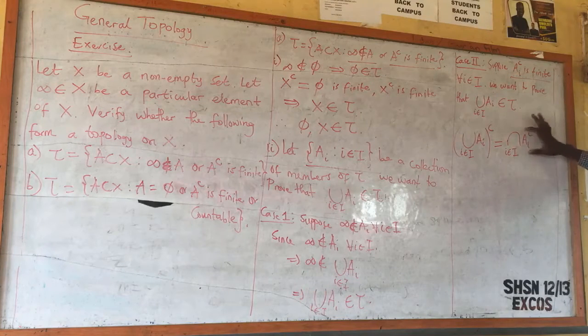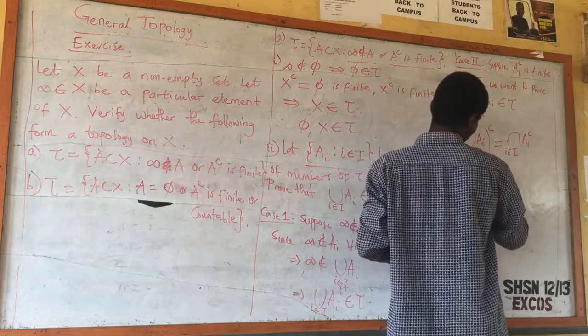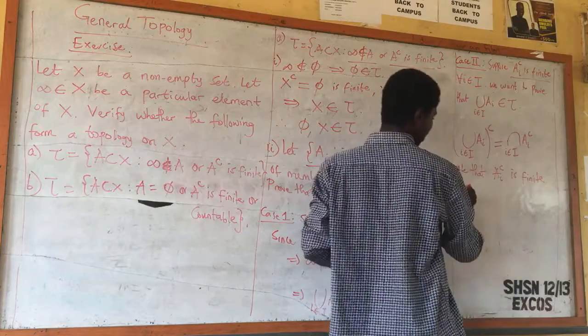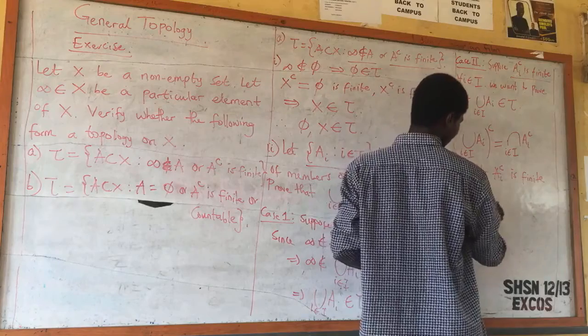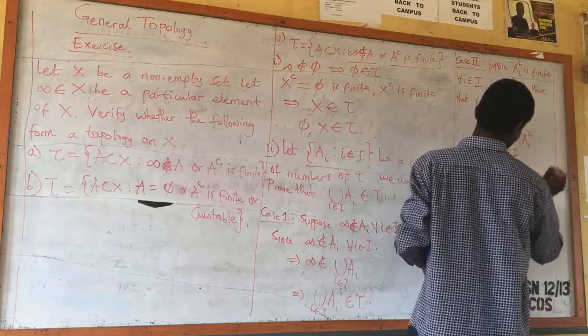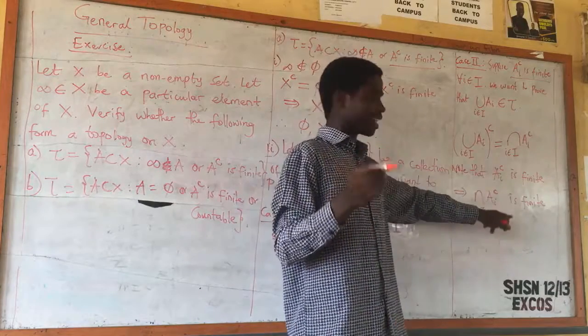The whole intersection you are taking is finite because, see, from De Morgan's rule, this one has changed to intersection and this one is taking AI complement now. So this AI complement is finite, and because it's finite, I'm now taking intersection of finite elements. The intersection of finite elements is still finite. So what does that mean? Note that AI complement is finite, and it means that the arbitrary intersection of finite sets is still finite.